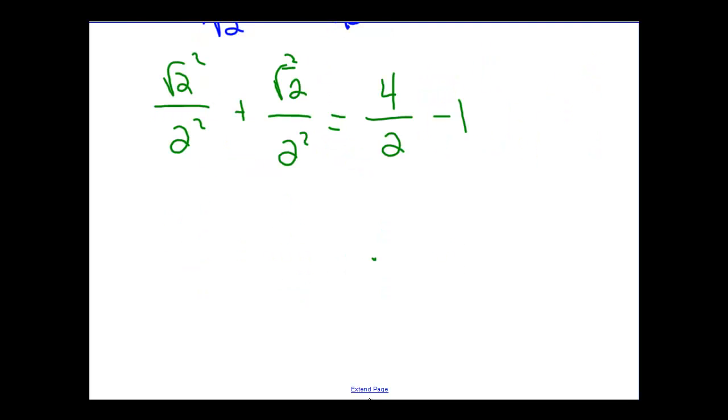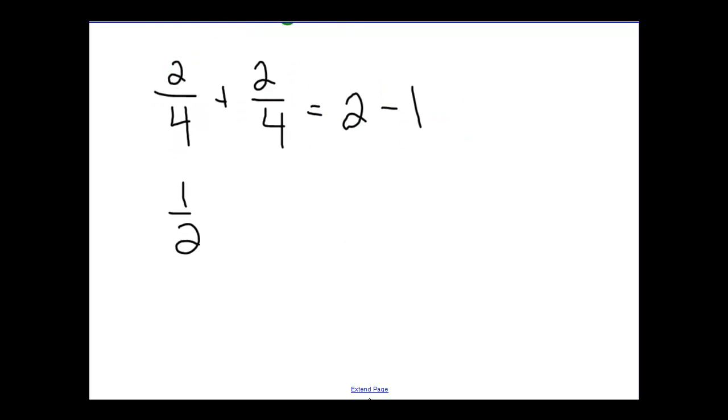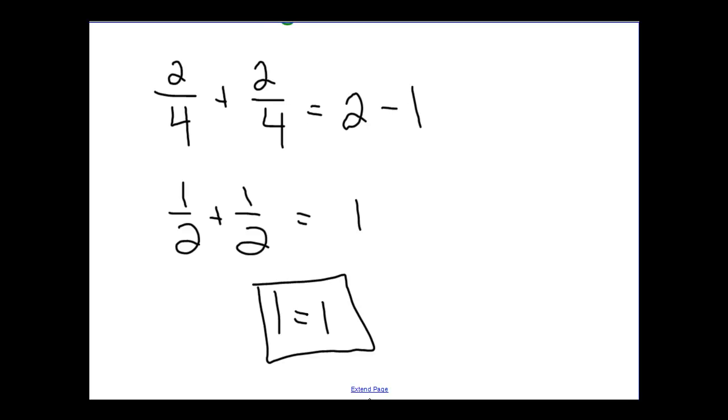So if we continue our evaluation of this expression, the square root of 2 squared is 2. 2 squared is 4. So we end up with 2 fourths plus 2 fourths. And over here we end up with 2 minus 1. If you work this out now, we have 1/2 plus 1/2 on the left-hand side, and we have 2 minus 1 equals 1 on the right-hand side. So sure enough, we end up with the fact that 1 equals 1.